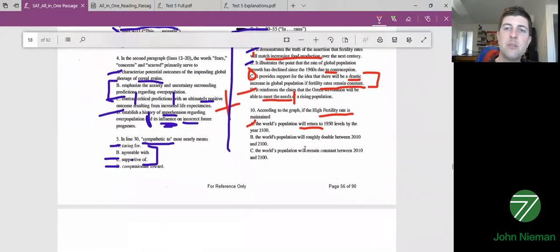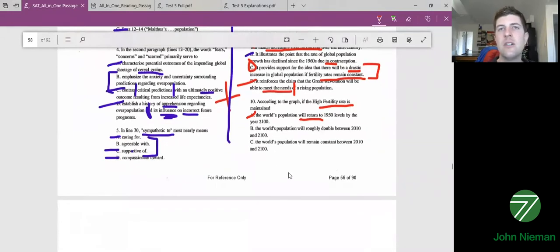The world's population will roughly double between 2010 and 2100. At this point, when I was working through this question, I stopped. I didn't scroll back up and down. And I want you guys to remember this. A lot of times it's more efficient to just get a lay of the land and figure out really what your options are, especially on graph and figure questions. Give yourself the chance to see what exactly they are looking for. And I feel like it's roughly double.